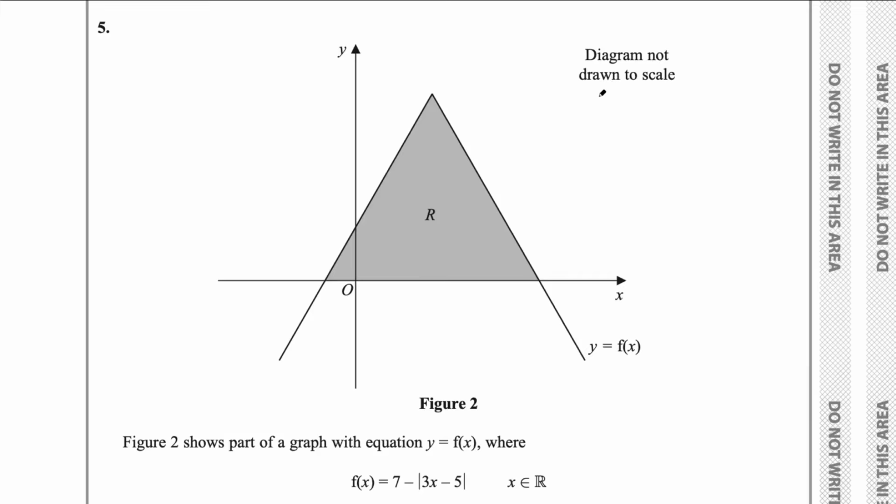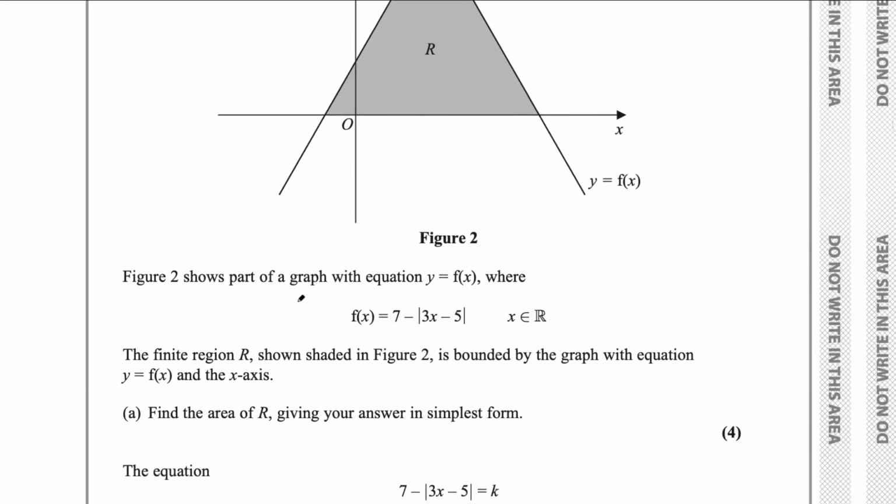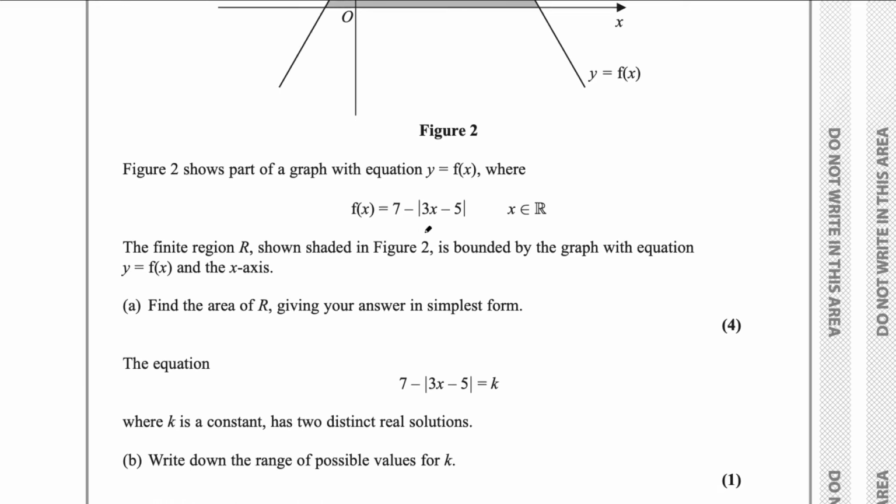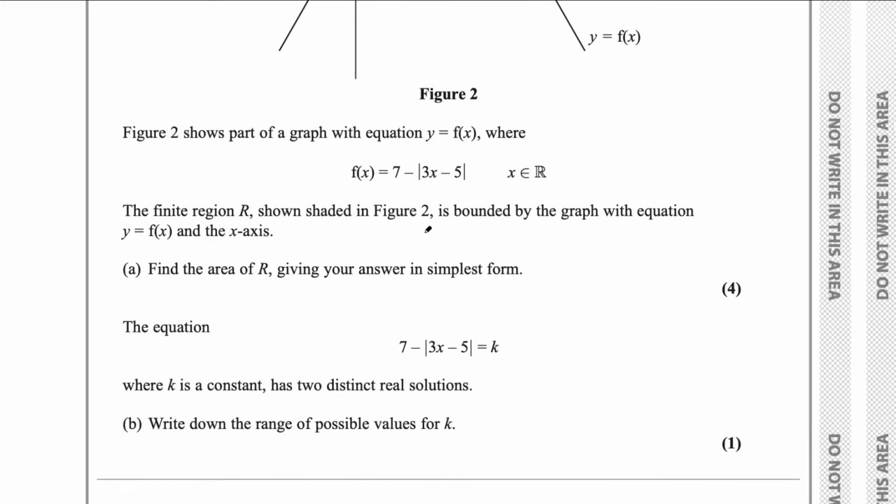Question 5 starts off with a graph, and it says figure 2 shows part of the graph with equation y equal to f of x, where f of x equals 7 take the absolute value of 3x take 5. The finite region R shown shaded in figure 2 is bounded by the graph with equation y equals f of x and the x-axis. And part A says find the area of R, giving your answer in simplest form.